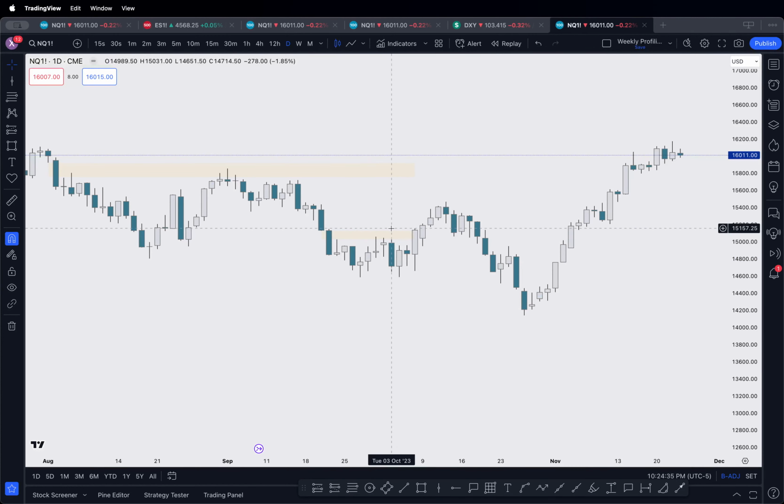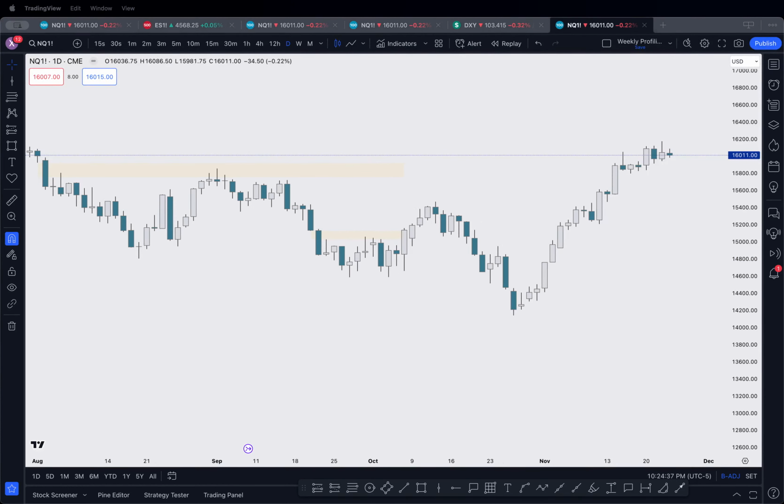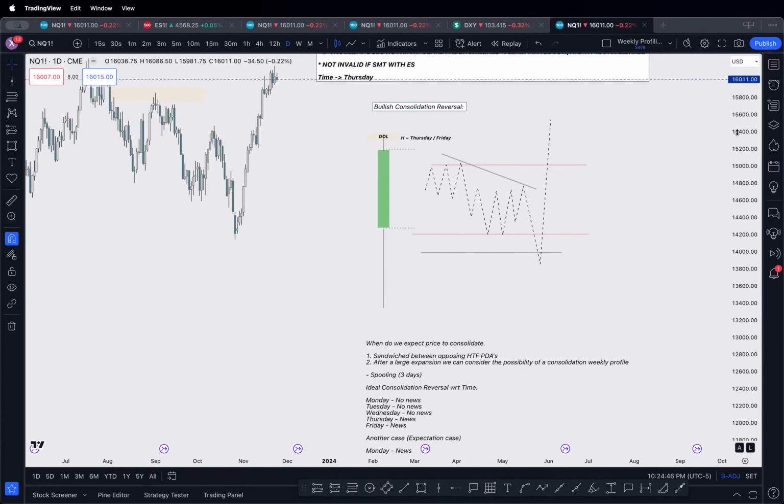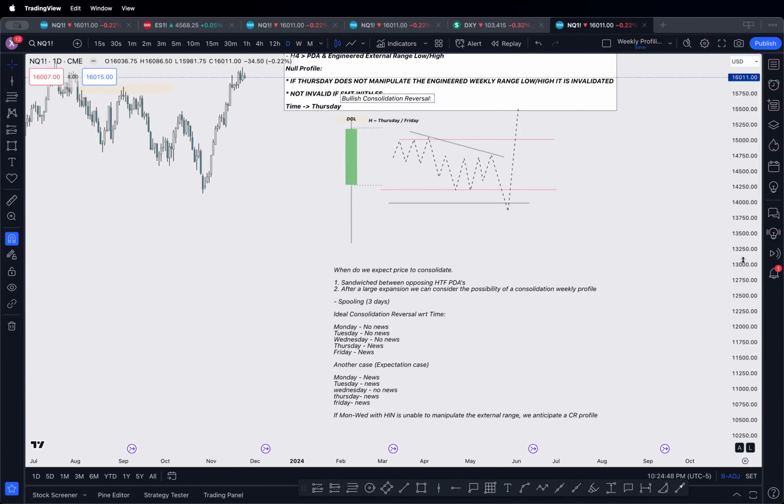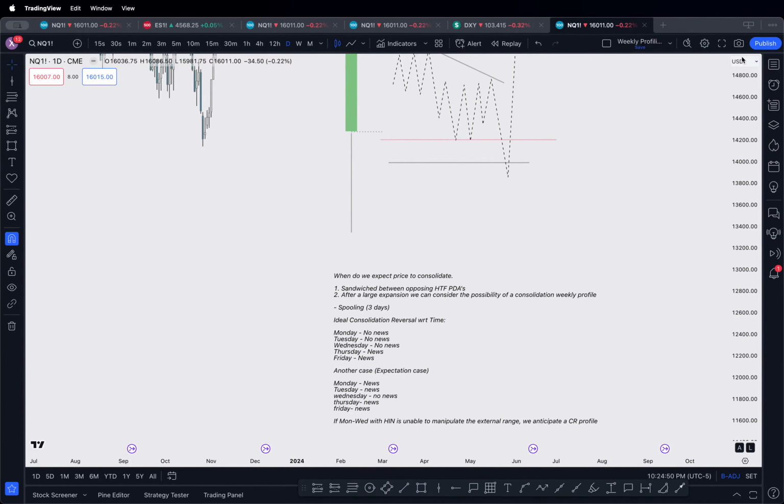Okay. So that's targeting, trading in a range. That's opening, high, low, close. And that's consolidation reversal. Any questions about anything we talked about? All these profiles build off the classic expansion. You'll notice there's just slight changes to them.